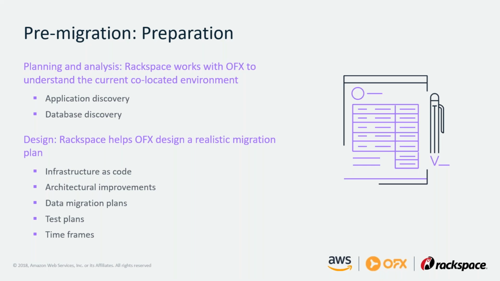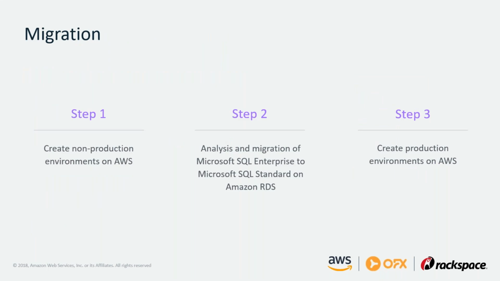And so in that realistic migration plan that I was talking about, number one, we said you've got to go infrastructure as code. If you want the flexibility and the matching infrastructure like we talked about, you've got to do that. We've got some architectural improvements for you. We've got a data migration plan. We've got test plans, and here's the time frame, right? So what we did then is we actually stepped in and started doing it.